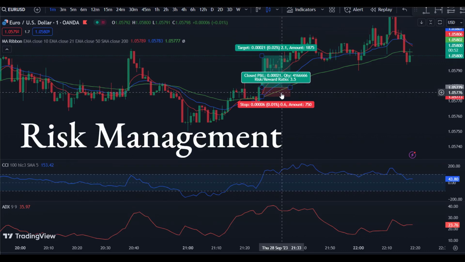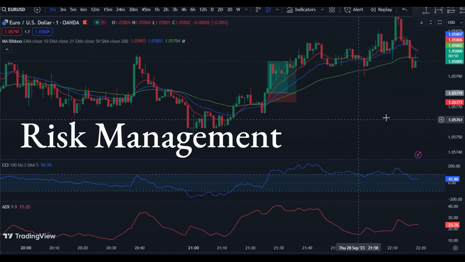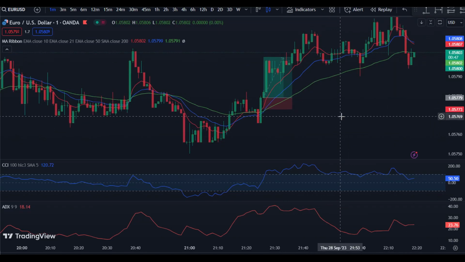Risk management is a very crucial aspect, not only in trading, but for every scalping strategy. You can very quickly blow your account if you do not use proper risk management.